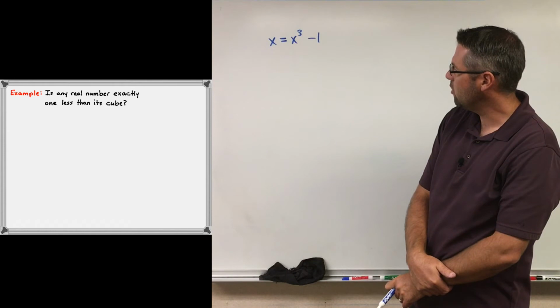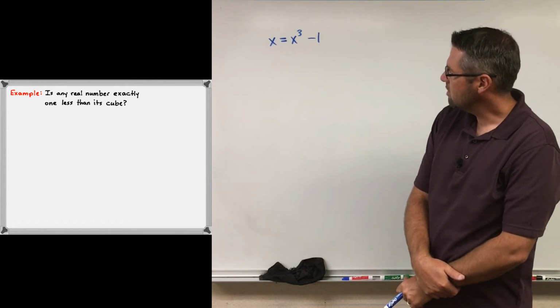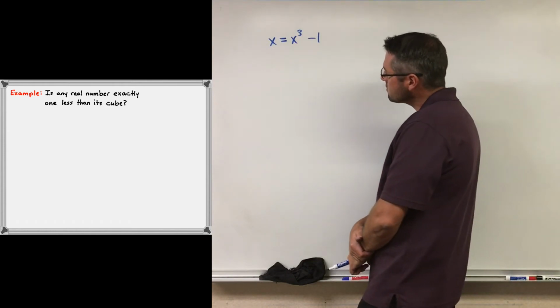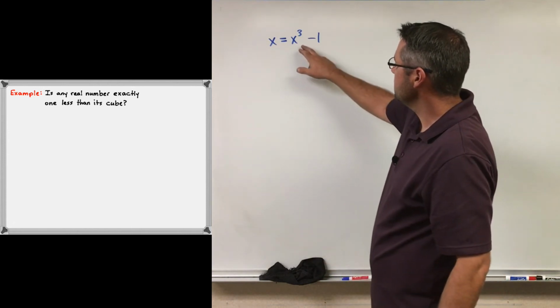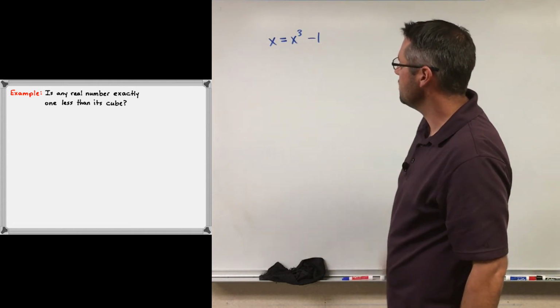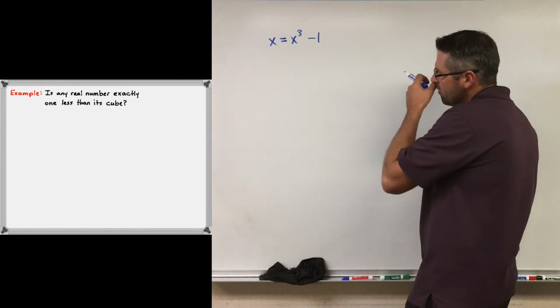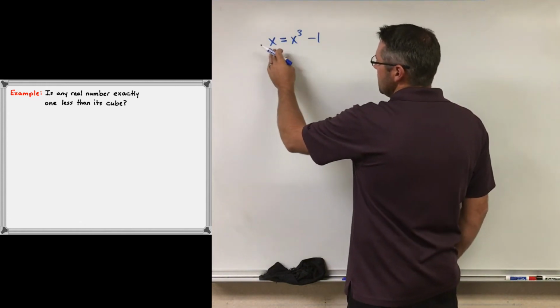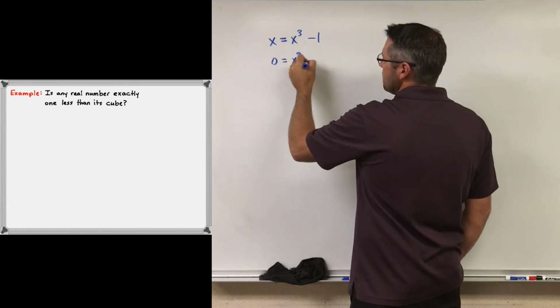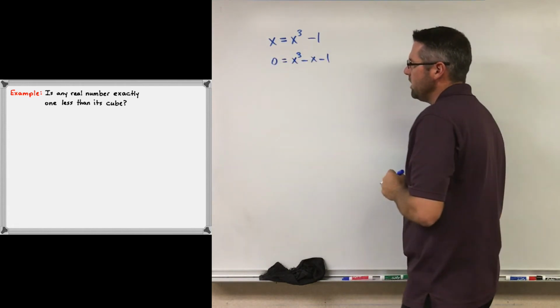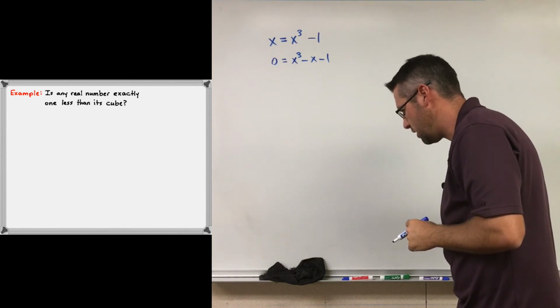How could I know? Is there any equation or any value so that it is exactly the same as 1 less than the cube of that? Well, the first thing I'm going to do is subtract x from both sides. And we're trying to avoid any major kind of work here.